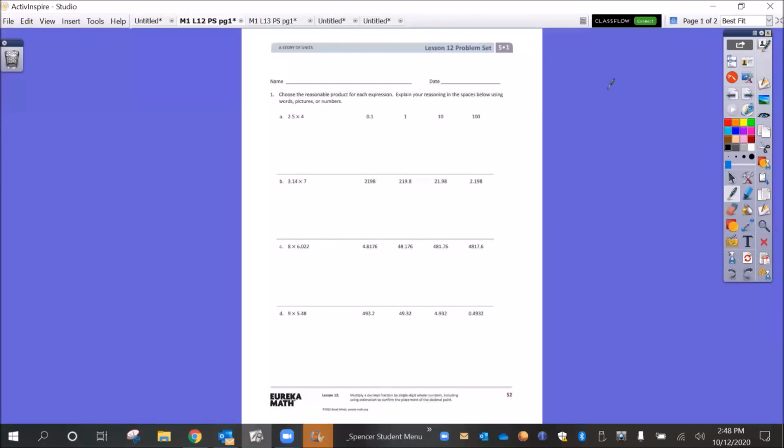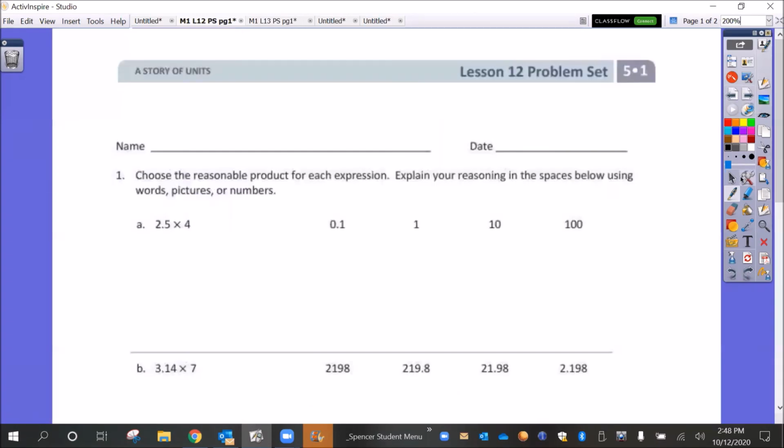All right, let's get started on our lesson 12 problem set. Let me zoom in and get my name on this paper. All right.